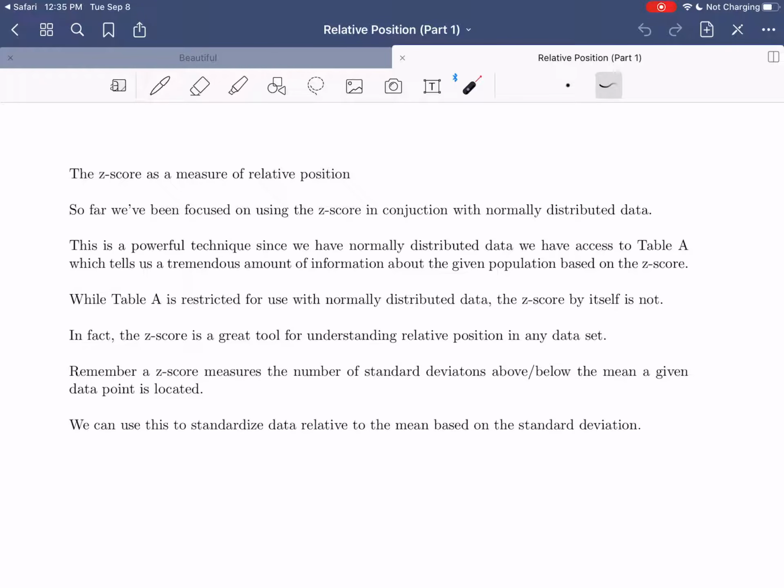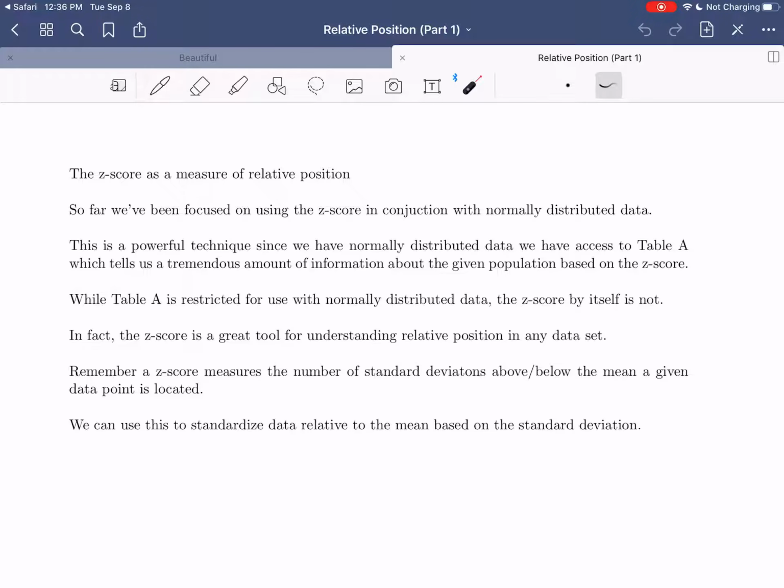In today's video, we're going to be taking a short break from talking about the normal distribution and focus a little bit on the z-score as a measure of relative position. So far, in the past couple videos, we've been focused on using the z-score in conjunction with normally distributed data. As we've seen, this is a very powerful technique since when we have normally distributed data, we have access to table A, which tells us a tremendous amount of information about the given population based on the z-score. We were able to do things like calculating the percentage of the population that was above a certain value, below a certain value, between two values.